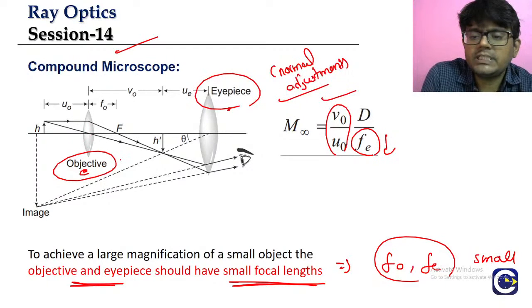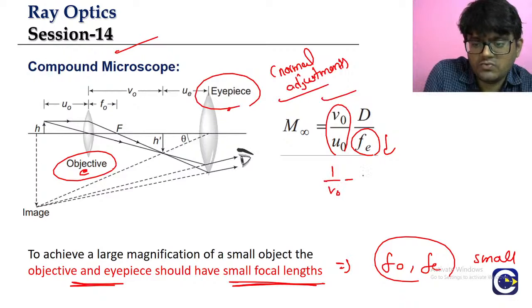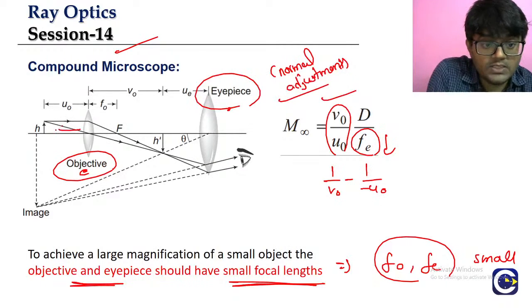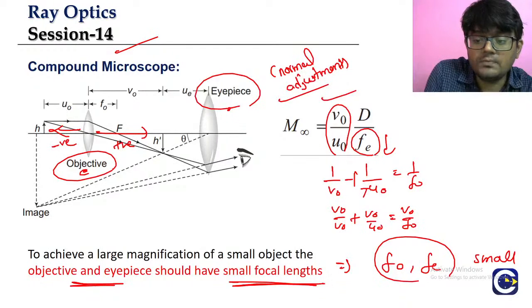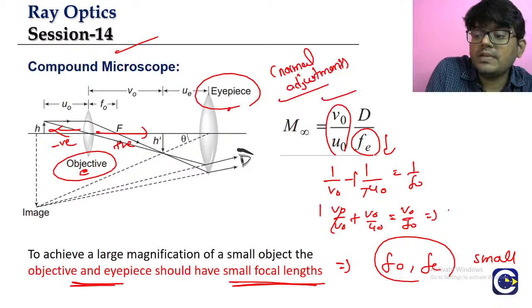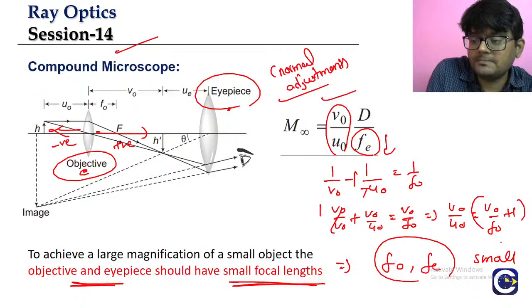We will go to the objective and then apply the lens equation. What is the lens equation? 1 by VO minus 1 by minus UO, because UO is measured to the left side, that is why negative. VO will be positive, is equal to 1 by FO. So this will be plus. Now we'll multiply both sides with VO. So VO by VO plus VO by UO is equal to VO by FO. So this is 1. From here we get VO by UO is equal to VO by FO plus 1.